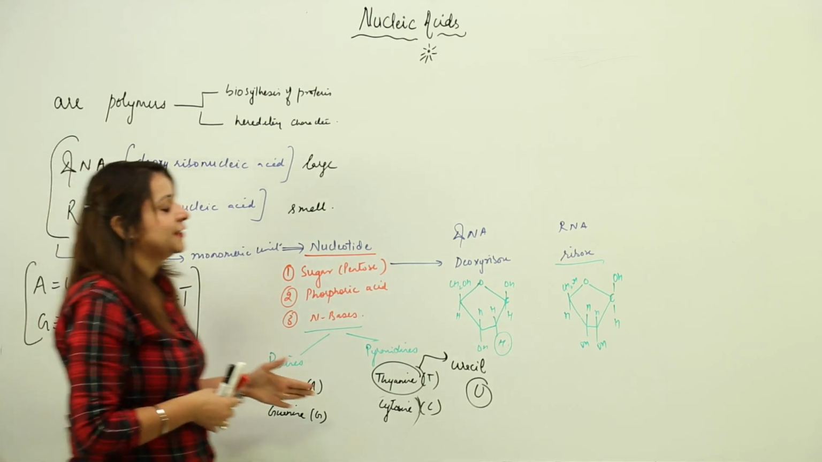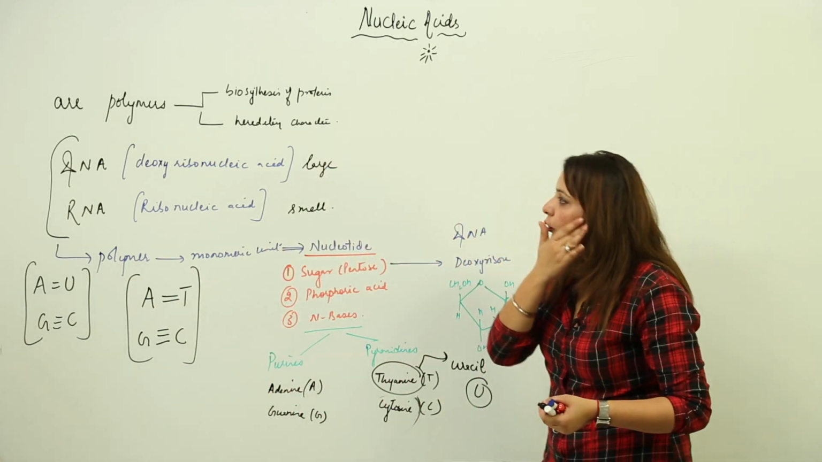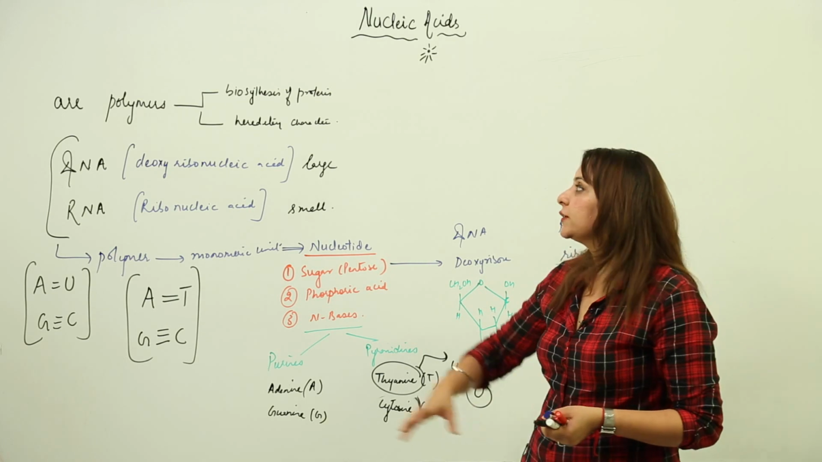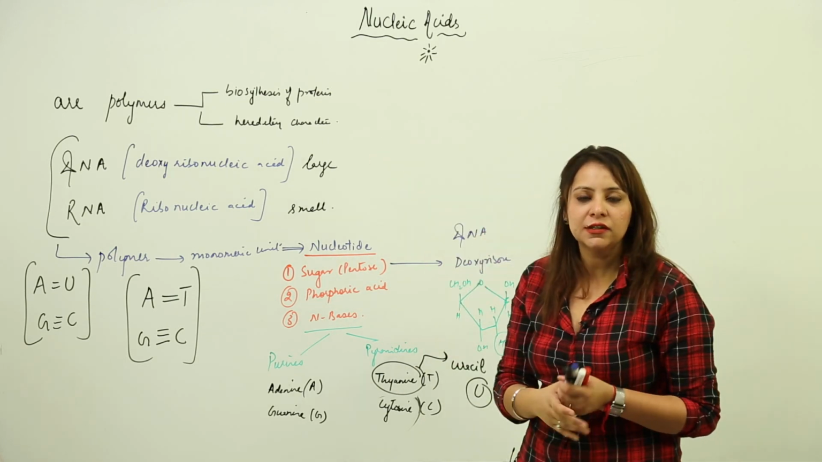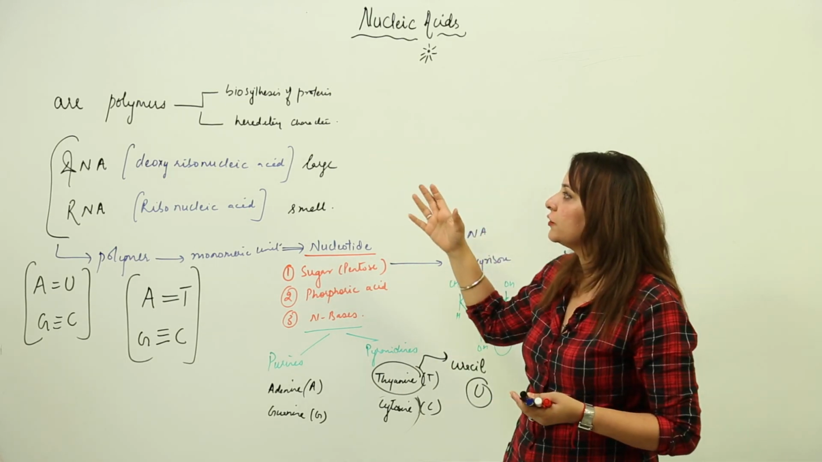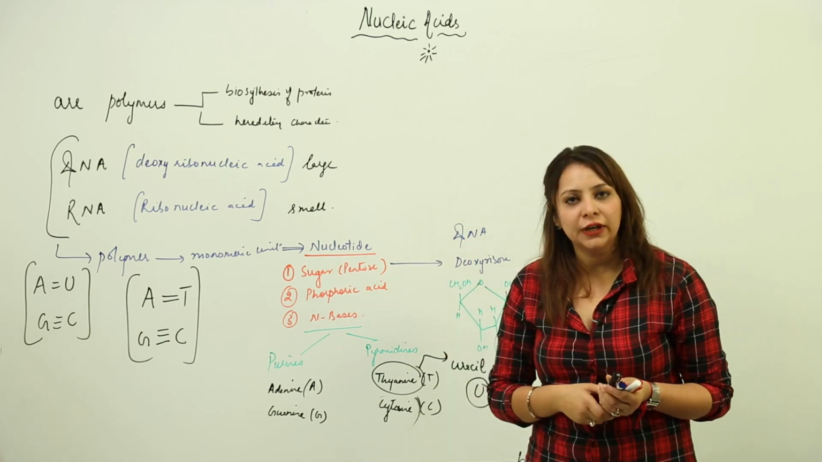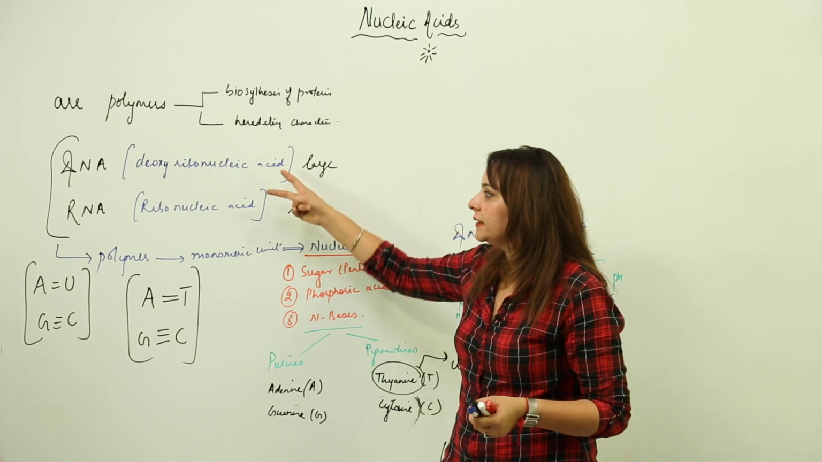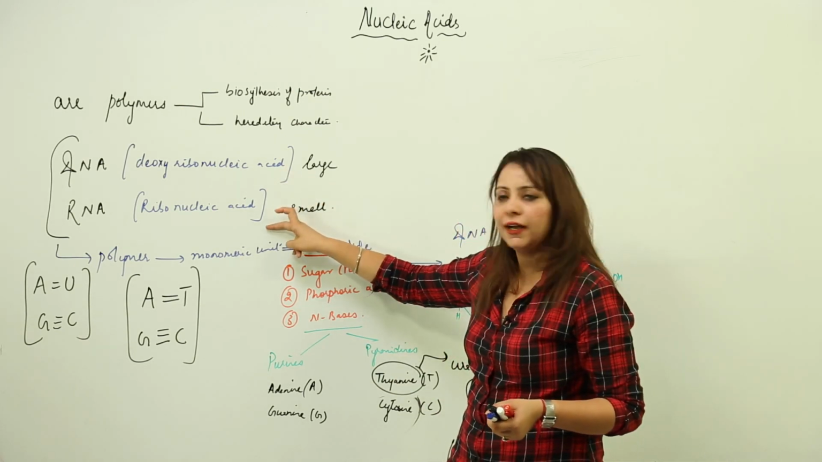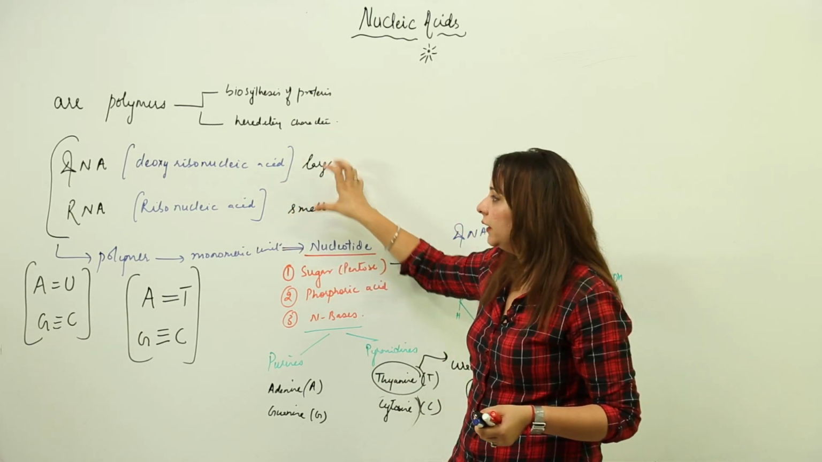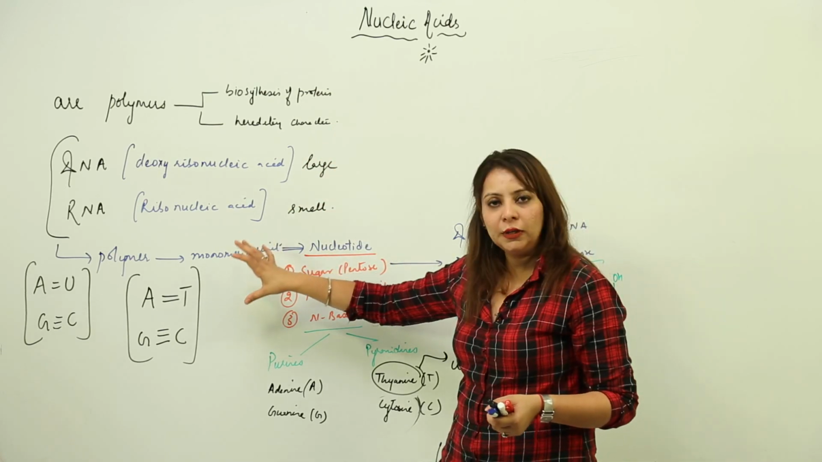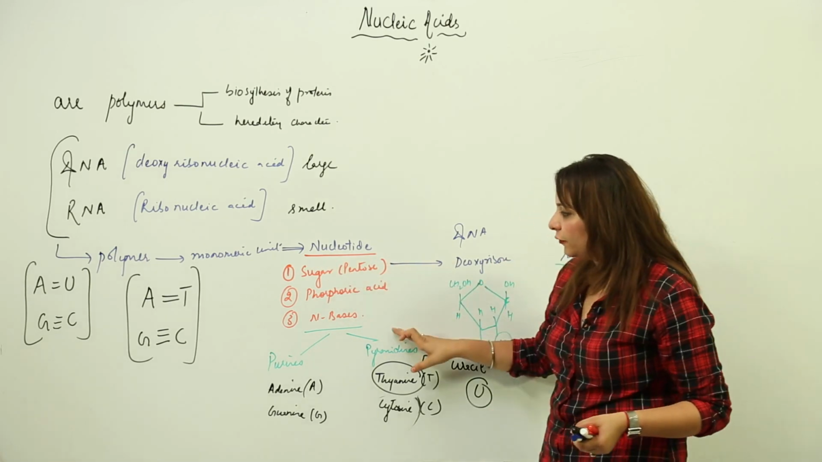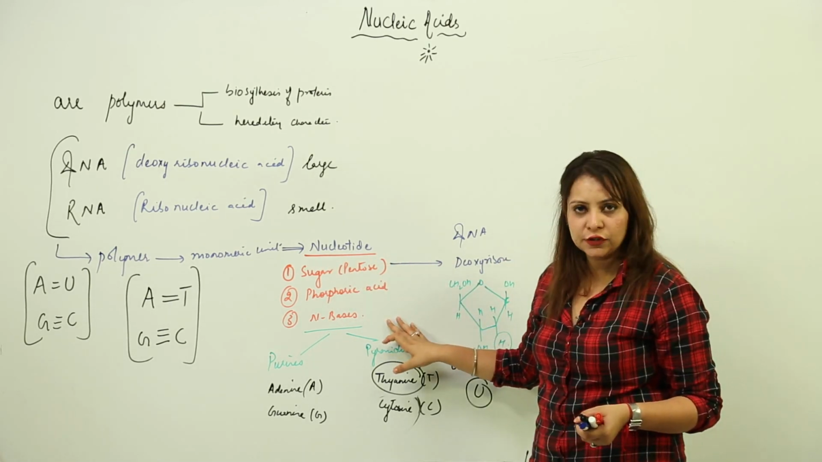So this is the basic introduction of nucleic acid. I think you got the function of nucleic acid. They are polymers, they help in the biosynthesis of proteins, and they are responsible for the transfer of hereditary characters from parents to offspring. We have two kinds of nucleic acid: DNA, deoxyribonucleic acid, and RNA, ribonucleic acid. DNA is bigger, RNA is smaller in size. Both are polymers formed of the monomeric unit nucleotide. A nucleotide consists of pentose sugar, phosphoric acid and nitrogenous base.